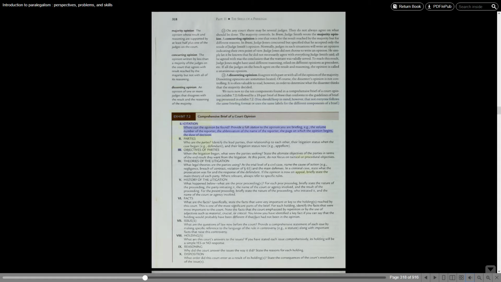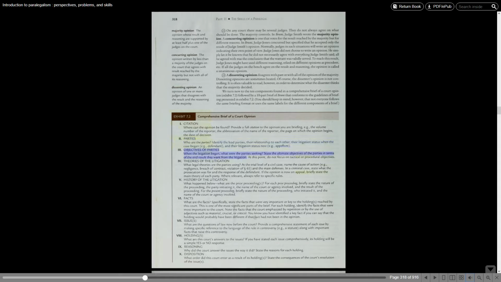Exhibit 7.2, Comprehensive Brief of a Court Opinion. I. Citation. Where can the opinion be found? Provide a full citation to the opinion you are briefing, e.g., the volume number of the reporter, the abbreviation of the name of the reporter, the page on which the opinion begins, the date of decision. II. Parties. Who are the parties? Identify the lead parties, their relationship to each other, their litigation status when the case began, e.g., defendant, and their litigation status now, e.g., appellant.